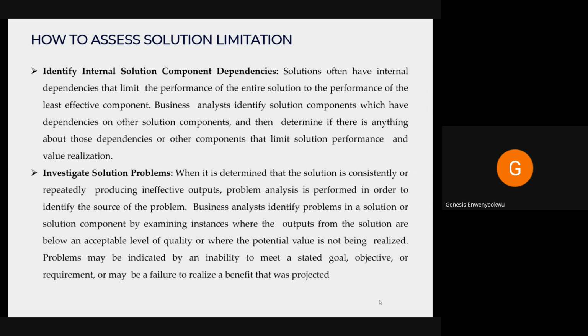You investigate them. When you have determined that the solution is consistently or repeatedly producing ineffective results, problem analysis is performed in order to identify the source of the problem. There's what we call RCA, root cause analysis. What is done most times is that you can ask the engineering team to pull up or to download what we call a system log. Every system has a log. And that is because every system keeps a log of every instance or action that happens to it.